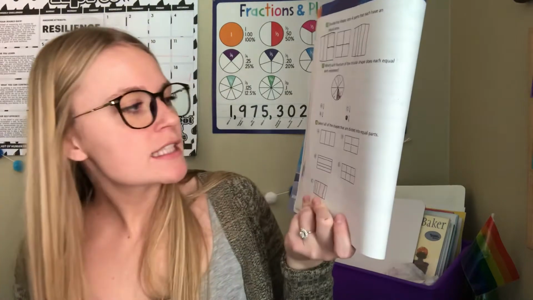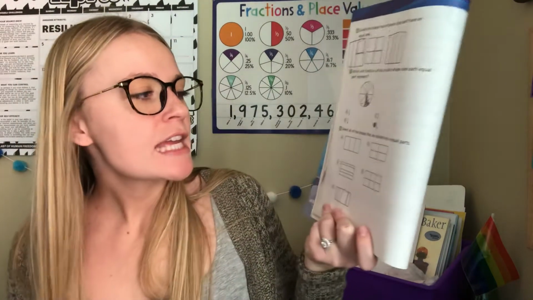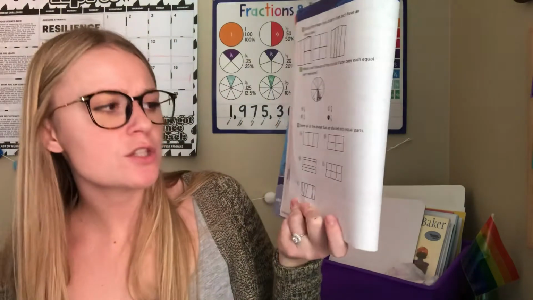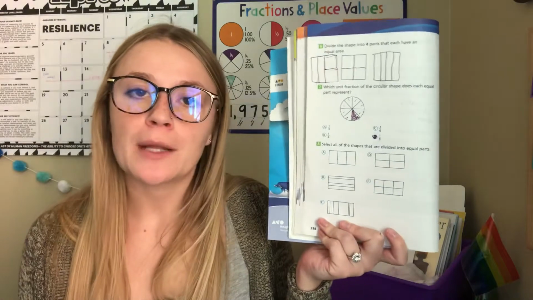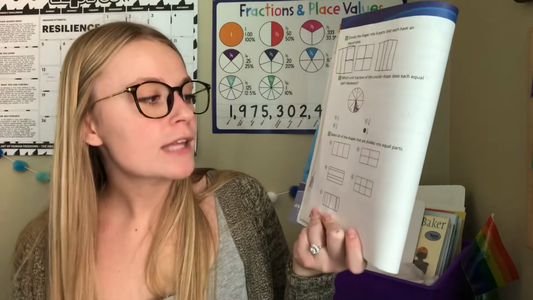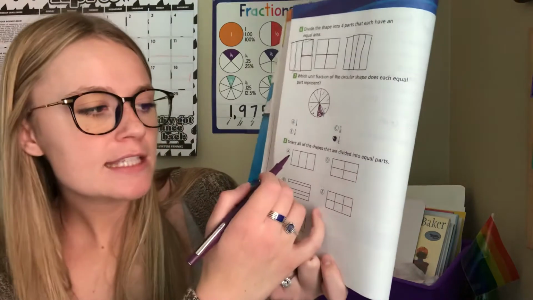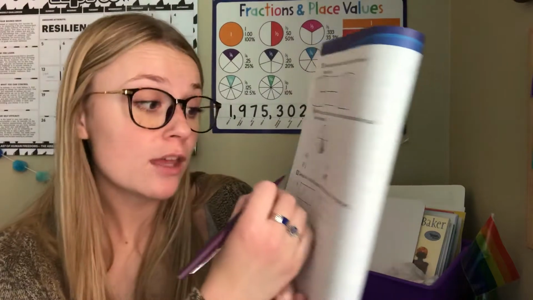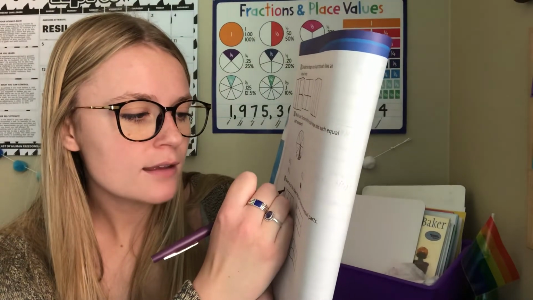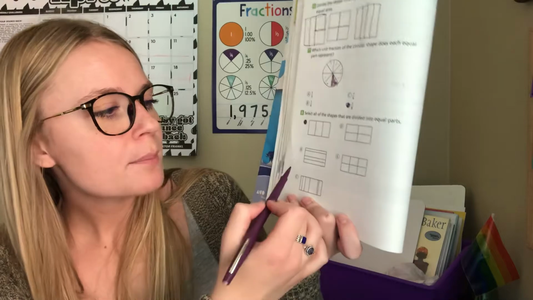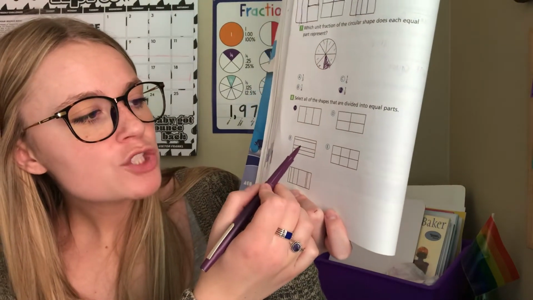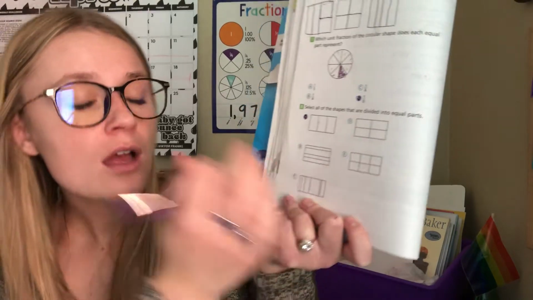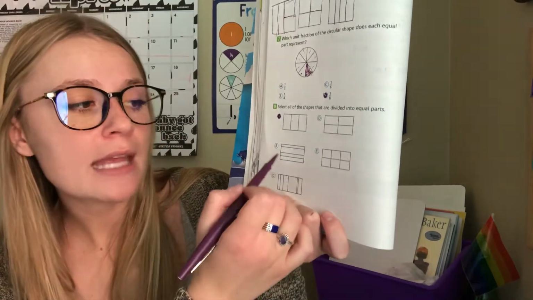Okay, feeling groovy. Number 8, the last one, says, select all of the shapes that are divided into equal parts. So by looking at these shapes, I need to determine which ones are divided equally. The first one, part A, is divided into 3 rectangles, and those rectangles look very equal to me. So A is awesome. Let's look at part B. Part B is divided into 4 rectangles, but look, this one is super skinny, that one is wide and long, so they do not cover the same area.